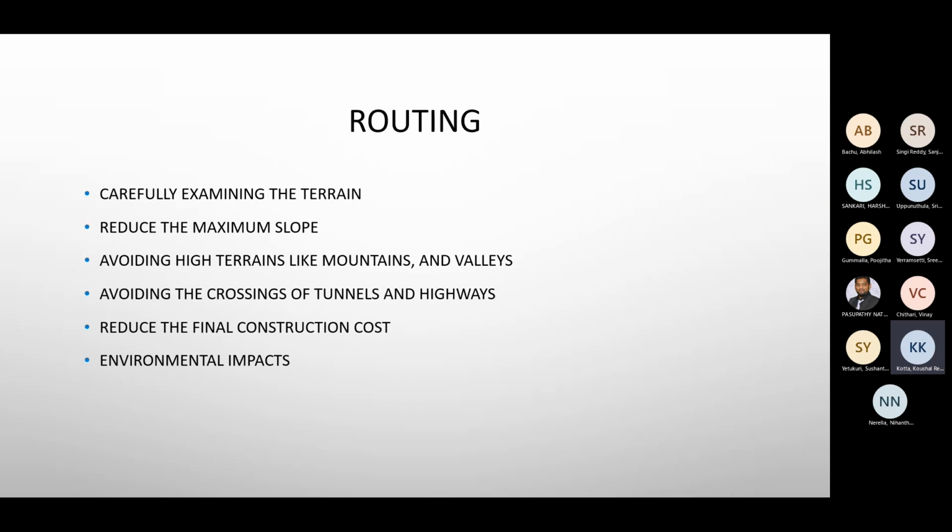So for this we have to carefully examine the terrain, the slopes and everything, reduce the maximum slope, avoid any high terrains like mountains and valleys, avoid crossings like tunnels and highways, and also reduce the final construction cost. And we have to take responsibility for any environmental impacts.